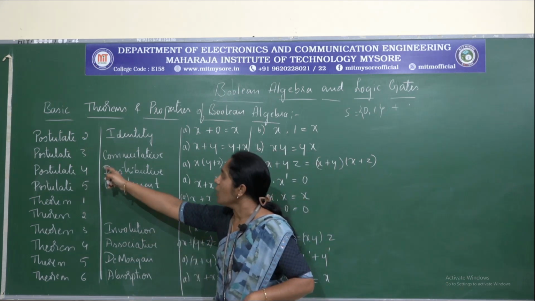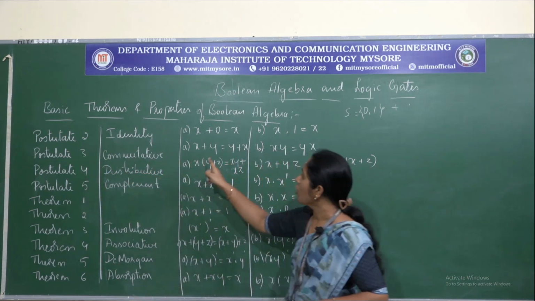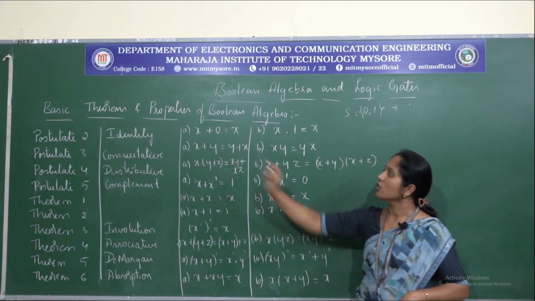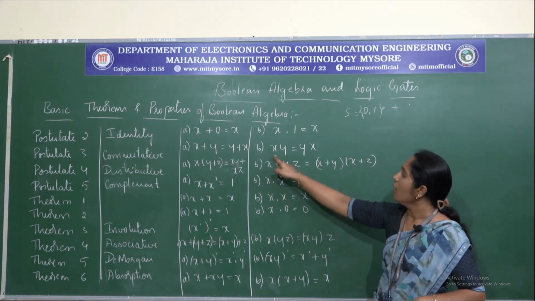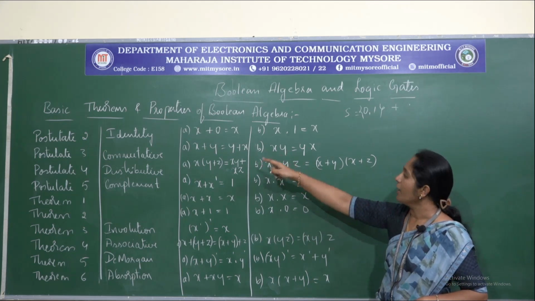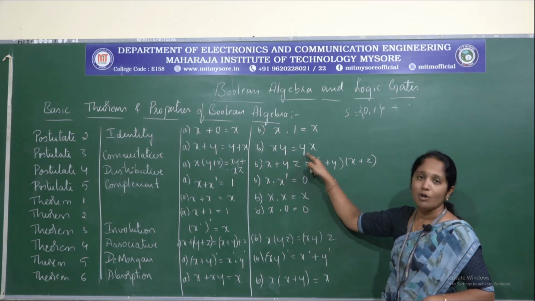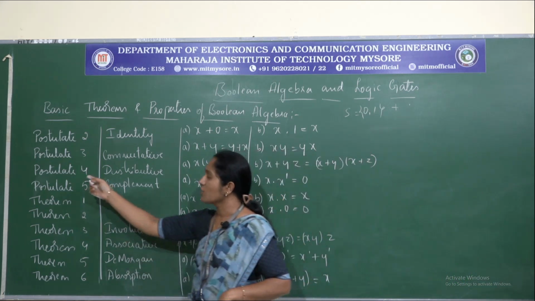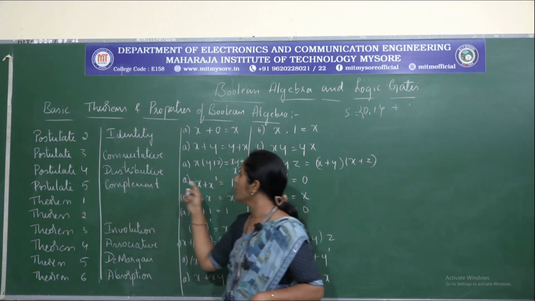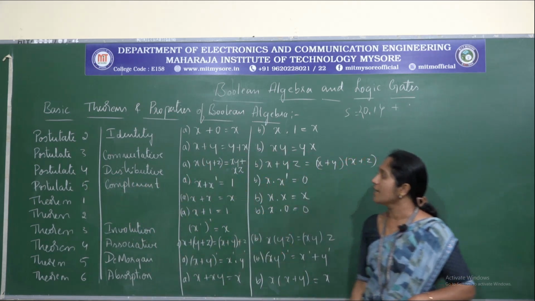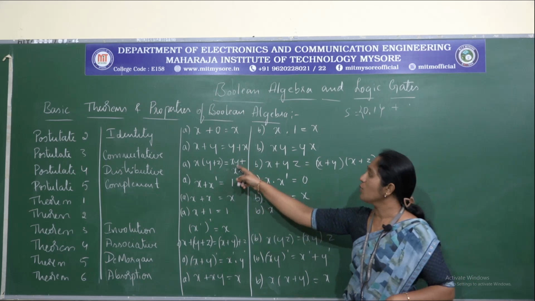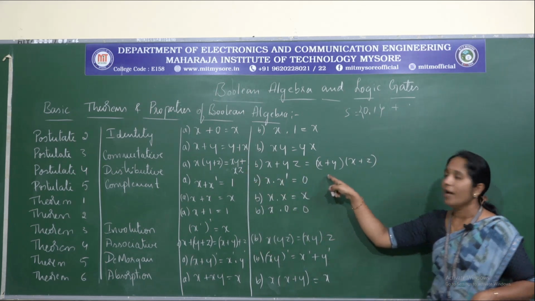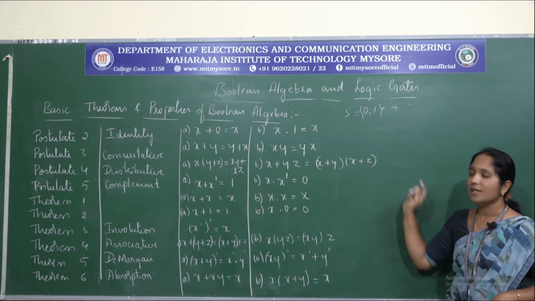Next is postulate 3, which is commutative. Commutative says x plus y is equal to y plus x. If it satisfies this, then it is commutative, and the other version is xy is equal to yx. The next postulate in Boolean algebra is distributive. Distributive is x into (y plus z) is equal to xy plus xz. The other version is x plus yz is equal to (x plus y) into (x plus z).